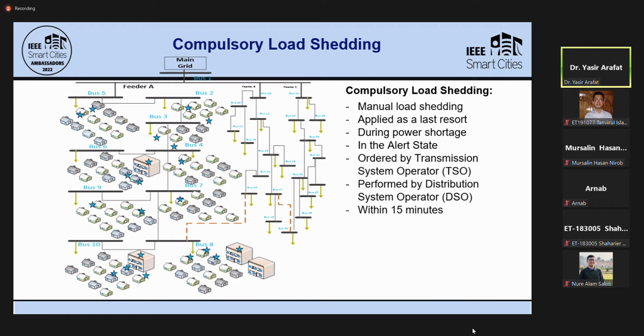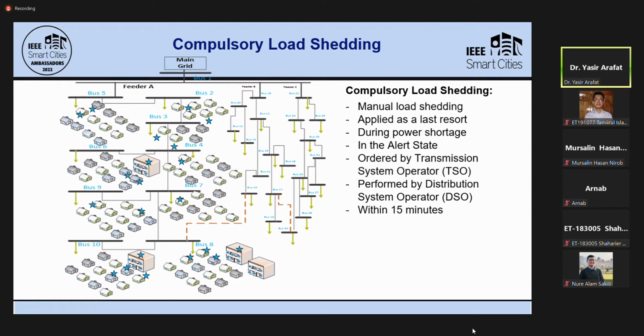Manual compulsory load shedding will be ordered by the transmission system operator when a critical power shortage is approaching, and the distribution system operators will be allowed 15 minutes to perform it. So the compulsory load shedding would be ordered by the transmission system operator and performed by the distribution system operator, and they will be allowed 15 minutes. So that is the challenge.